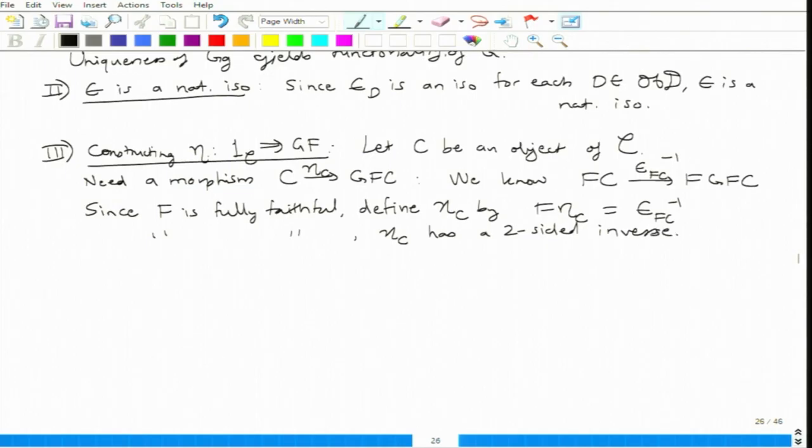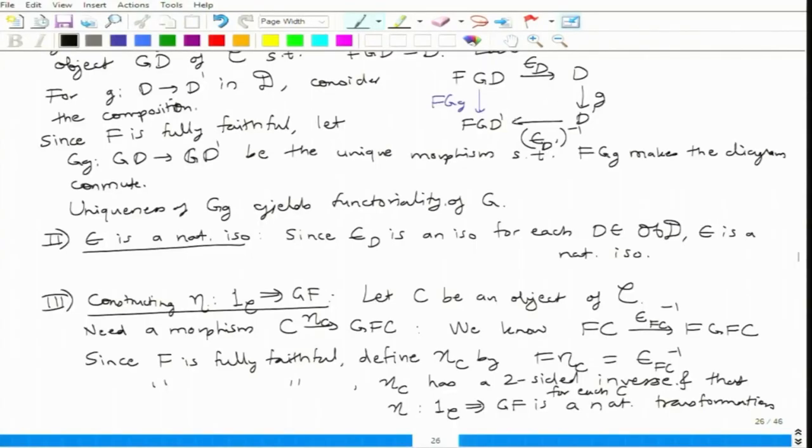Okay, I explained all these things orally. And, oh, we did not check something we should have, and that is that eta is a natural isomorphism. Here I am just saying natural transformation, but I just said that eta C is a two-sided inverse for each C. Epsilon is a natural isomorphism, in that we said that if it is a natural transformation, then it is a natural isomorphism, because each component is an isomorphism. But we did not show that it is actually a natural transformation. How do we get that?